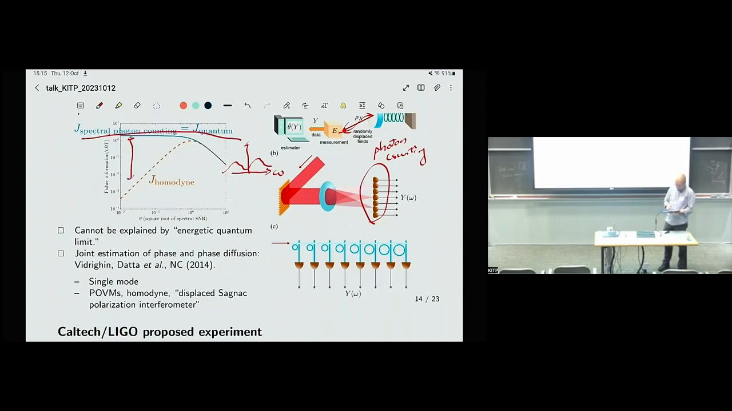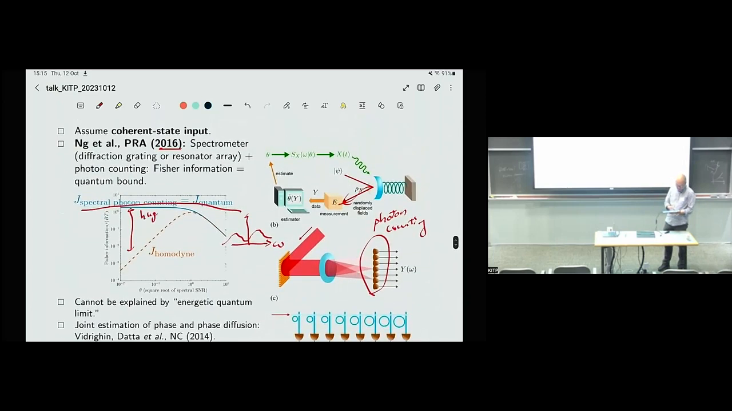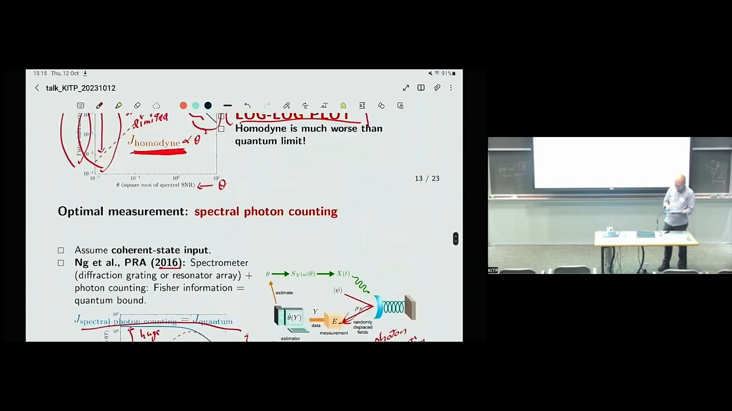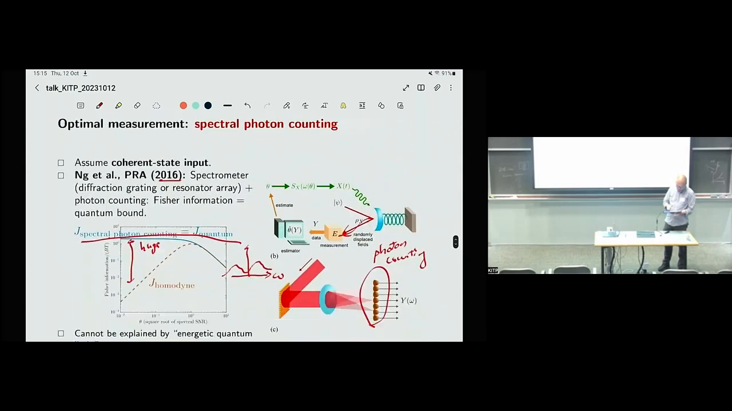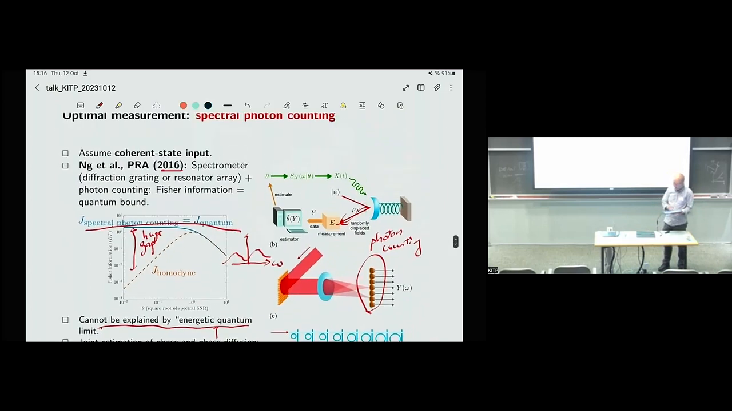Very simple. The first thing you should realize is that there's a huge gap. It's a log-log plot, okay? Huge gap. The second thing you need to realize is that it cannot be explained by this energetic quantum limit. If you think this is the end of the story, then you say, oh, homodyne can achieve the optimal signal-to-noise ratio, right? That's the end of the story. But actually, homodyne is not nearly the best.